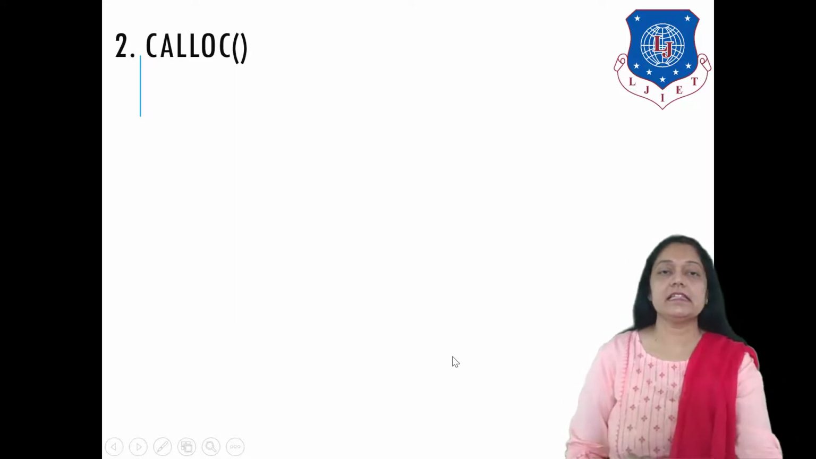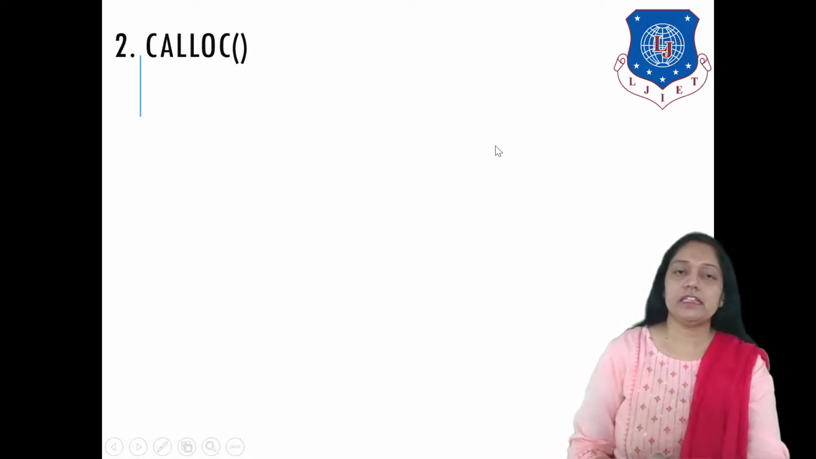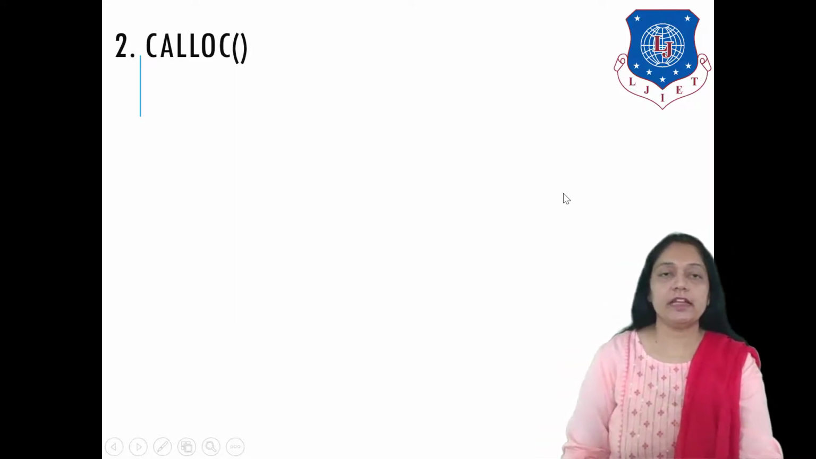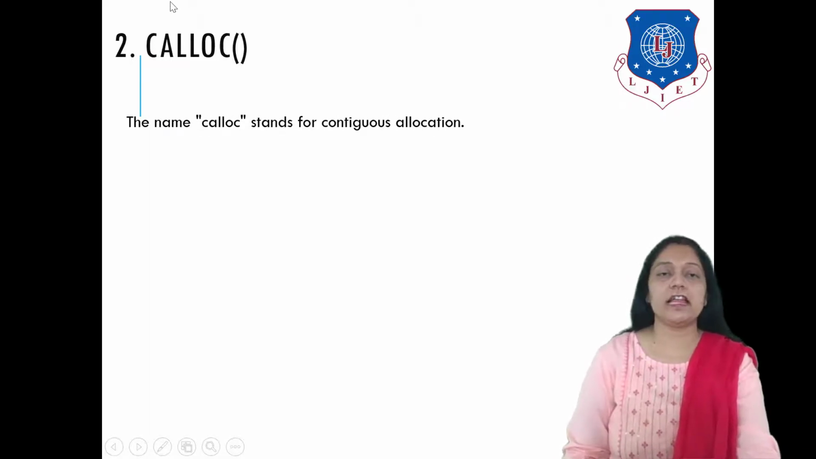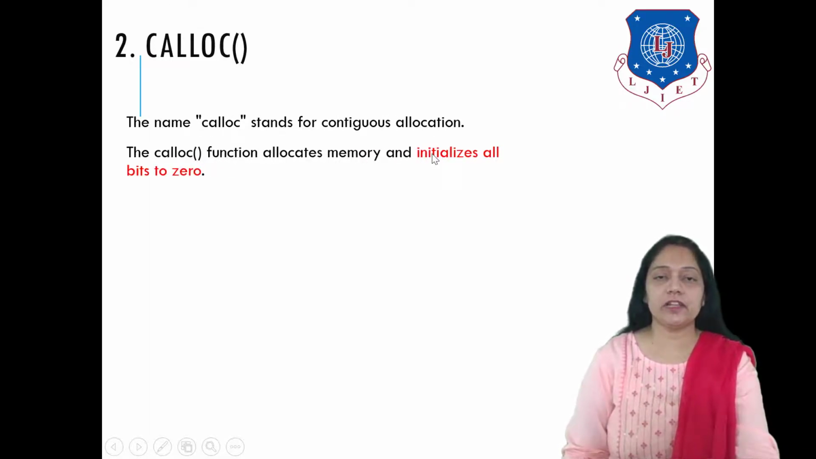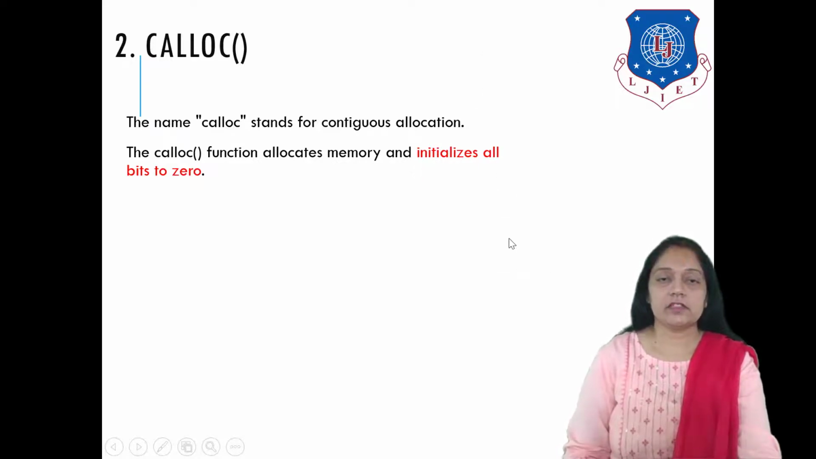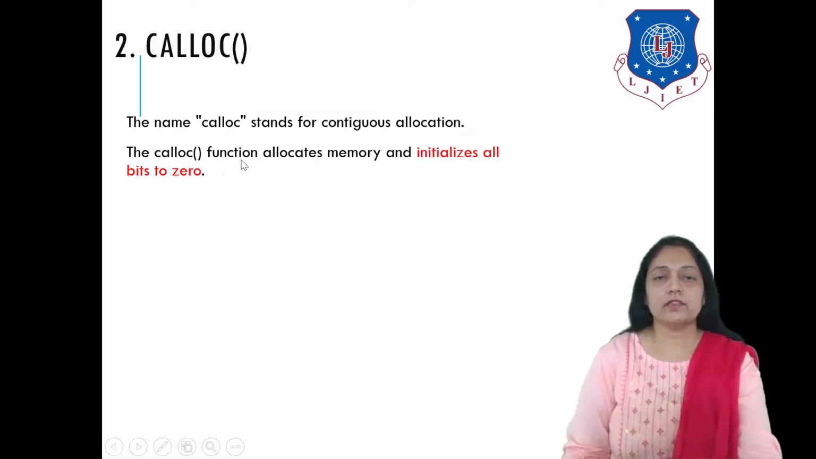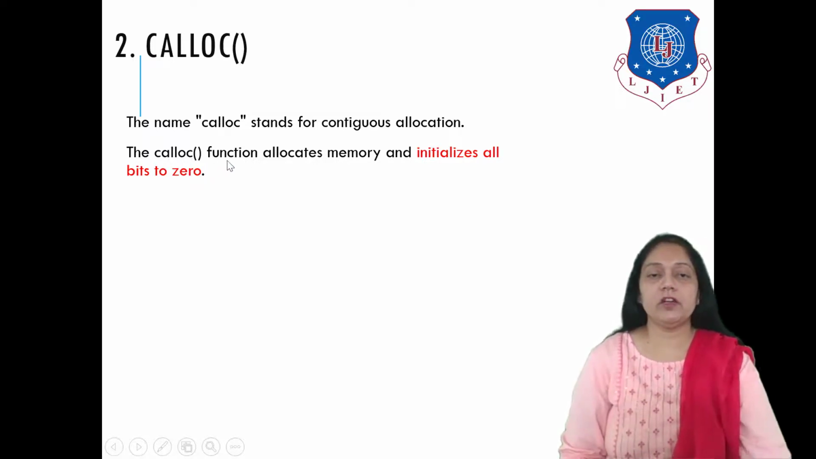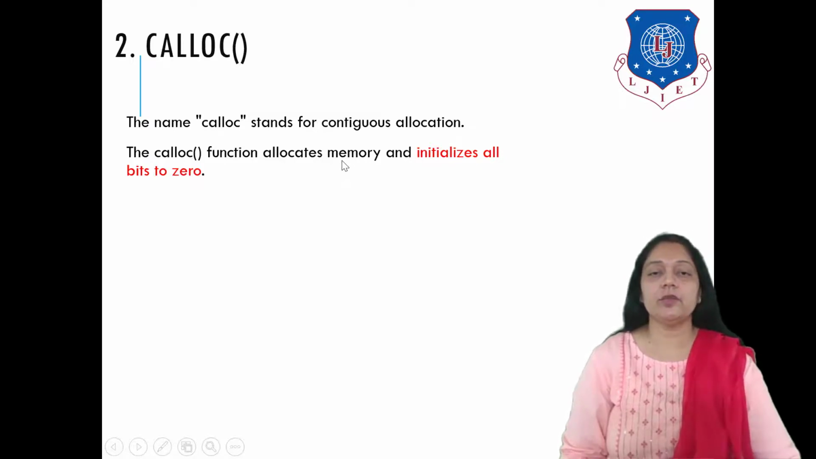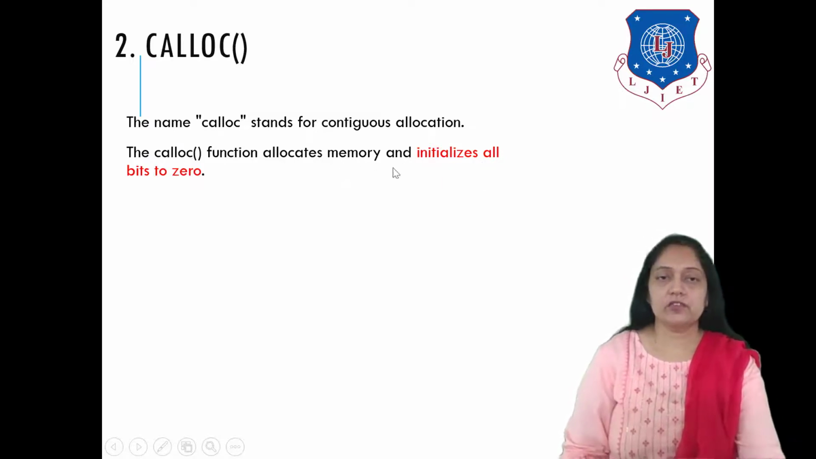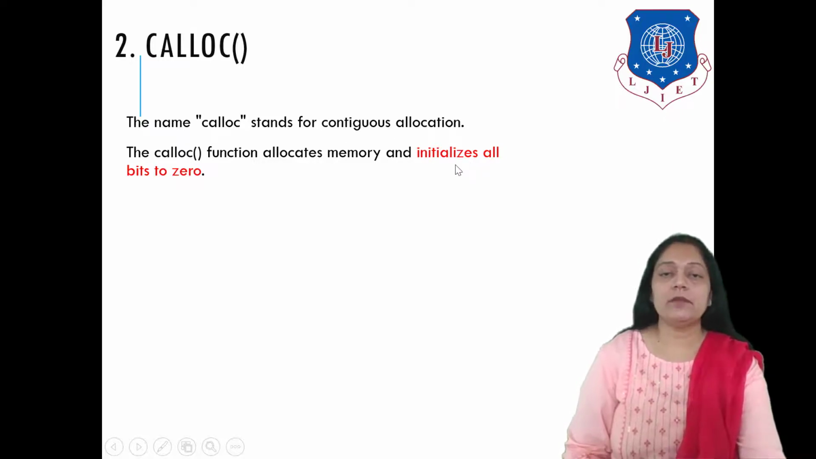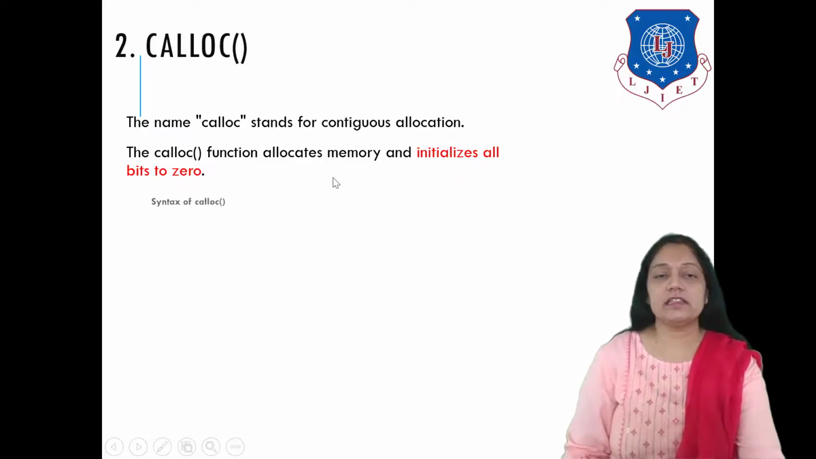Next is the calloc function. We have seen the malloc function, which was memory allocation. Now we'll see the calloc function. calloc stands for contiguous allocation, meaning the memory that has been allocated is contiguous. Either you can go for malloc or you go for calloc. In case of malloc, whatever memory you allocate has garbage values. But in case of calloc, whatever memory you allocate will be initialized with 0 value.